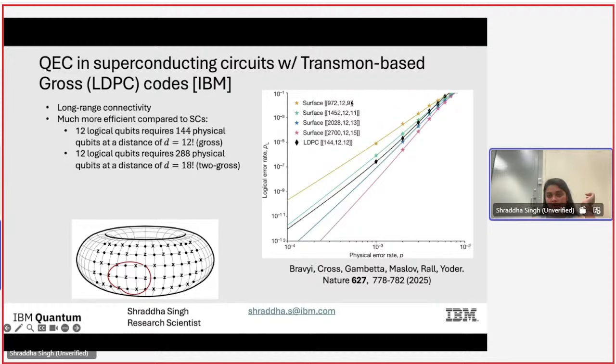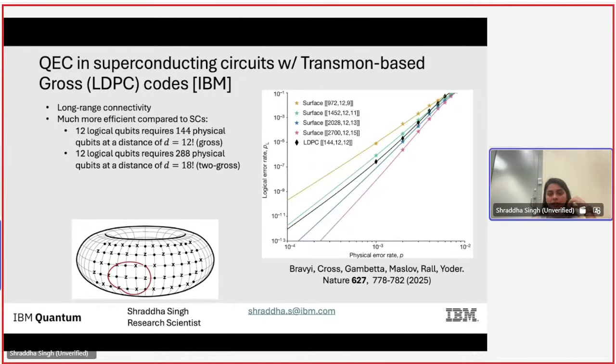This notation is called the NKD notation. N here, that is the first number, denotes the number of physical qubits you are using. K here, the middle one, is the number of logical qubits. And finally, D represents the total distance.